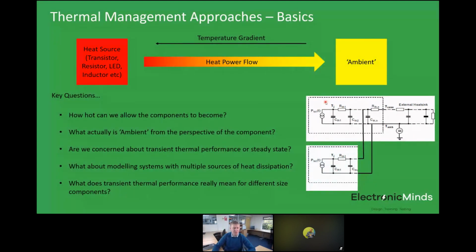And also, what does transient thermal performance really mean for different size components? You know, if you have a tiny little 0603 resistor, it has a very small thermal capacitance. So, you know, it'll heat up very quickly, whereas a big heat sink might take minutes or tens of minutes to warm up. So you need to think about the time scales between different parts of the system when you're thinking about transient thermal performance.